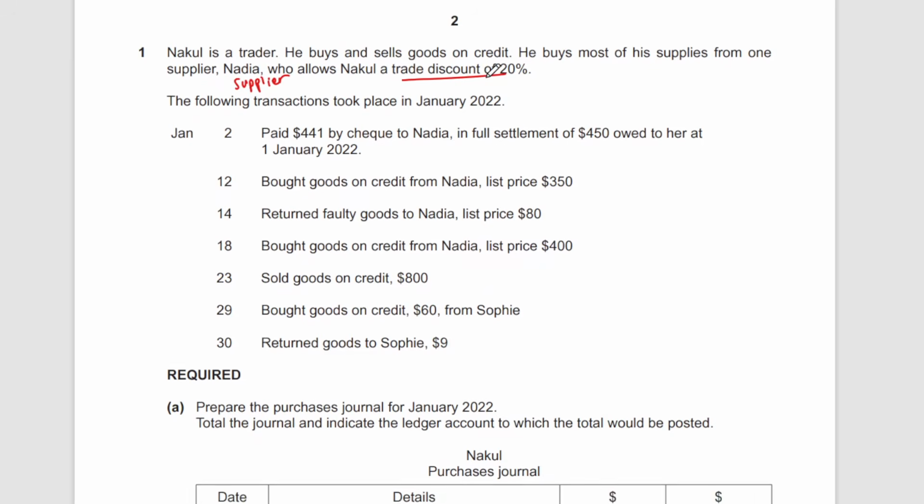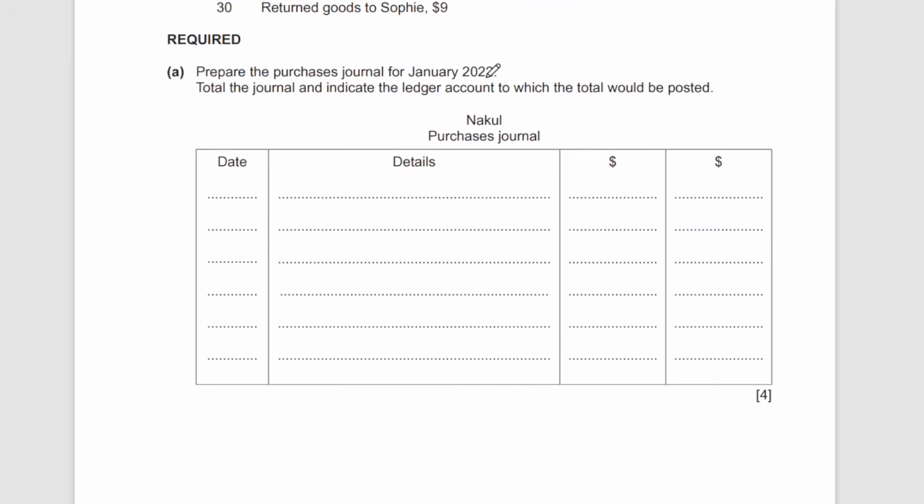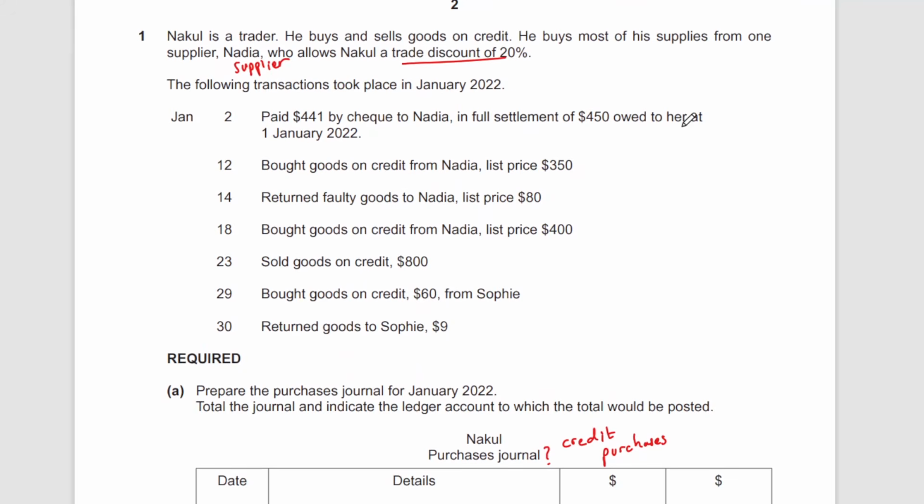So what goes into a purchase journal? What do you record? You record your credit purchases. You list all your credit purchases in a purchases journal. It's one of your books of prime entries. So the first one is a payment. That's not recorded in the journals, it's recorded in the cash book. But let's see what it says.